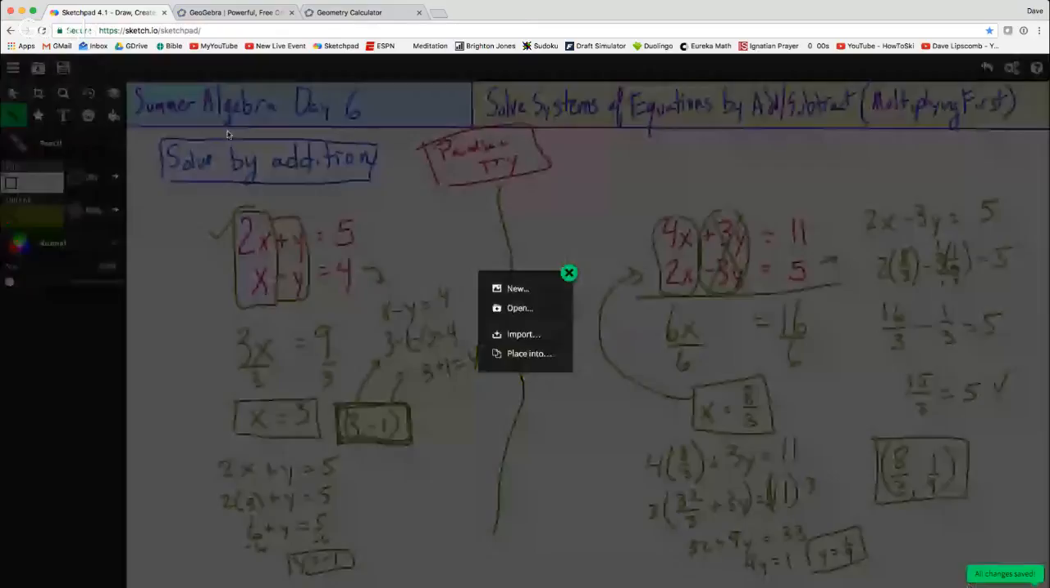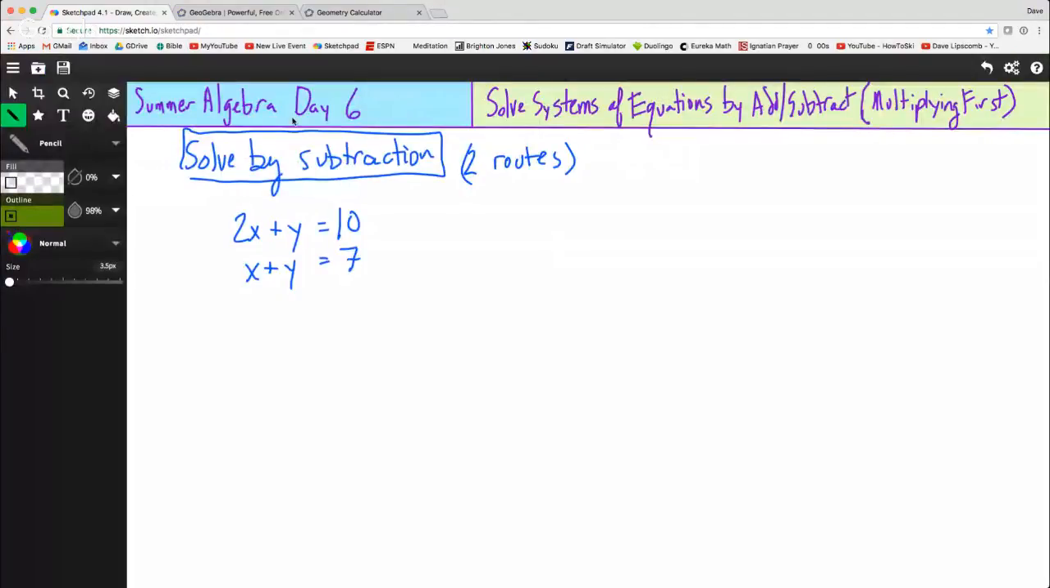All right. That's solving by addition. Now, there's solving by subtraction. So notice what happens. If I try and add these guys down, what happens? Well, I'd get 3x plus 2y equals 17. And I haven't gotten rid of one of my variables.